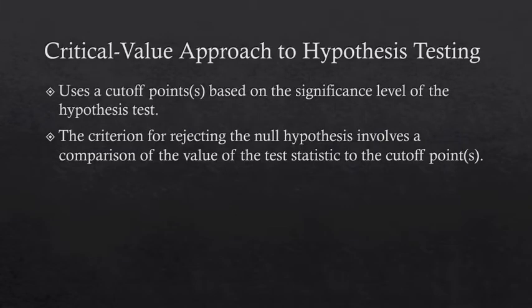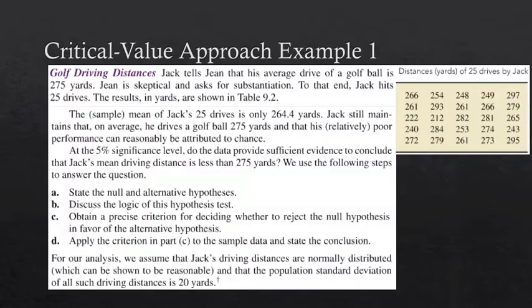So critical value approach, what's it do? It uses cutoffs based on the significance level of the hypothesis test. The criterion for rejecting the null involves a comparison of the value of the test statistic to the cutoff points.